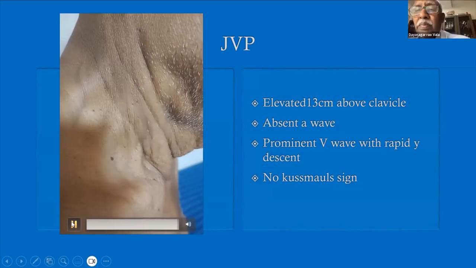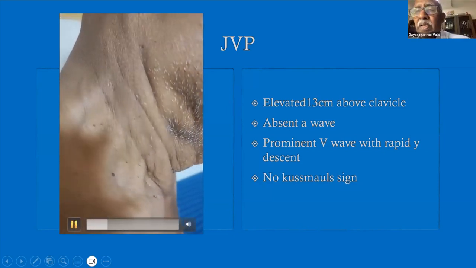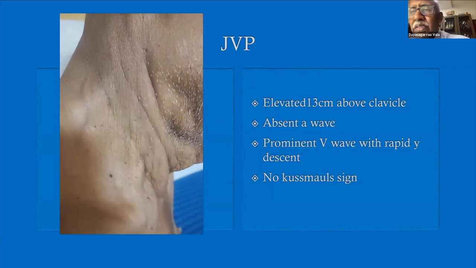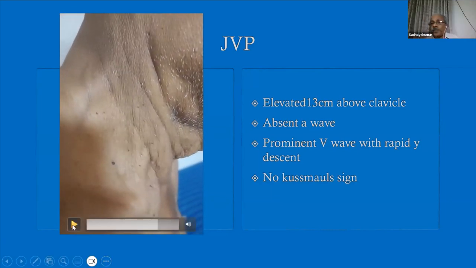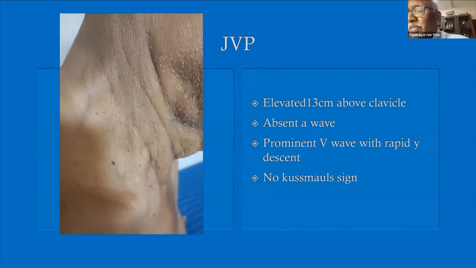I think one of the fundamental things to remember is that in a patient suffering with heart failure with markedly elevated jugular venous pressure, having a wide pulse pressure, you have to stop for a minute and think whether your diagnosis of heart failure is correct or something else is there.